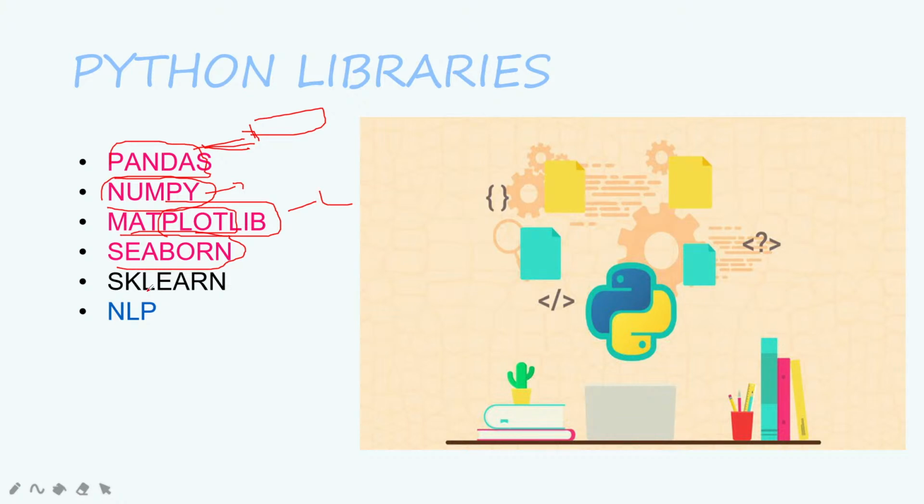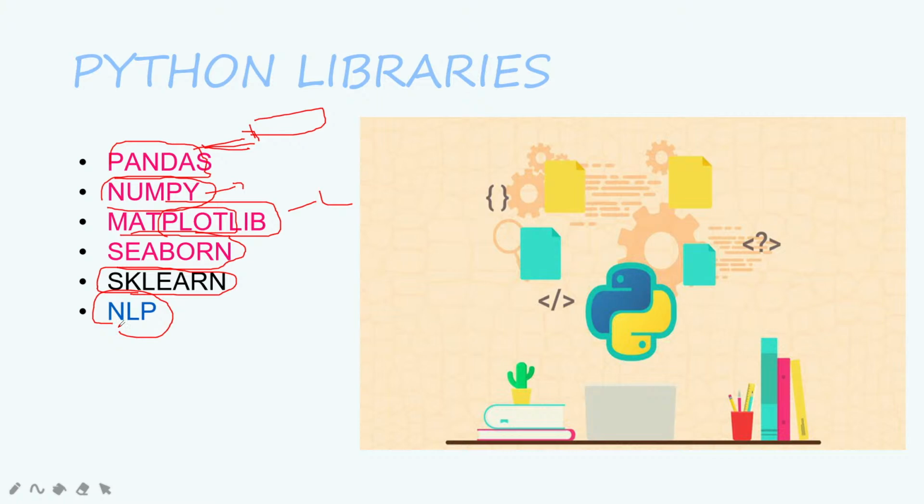Then the next one, sklearn. This is one of the most important library packages for machine learning. If you need to import the algorithms, train the algorithms, or split the data set into two types, train and test, for those purposes we use the sklearn package. And then the next one, NLP, natural language processing.